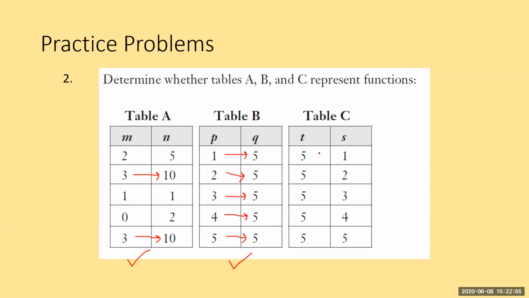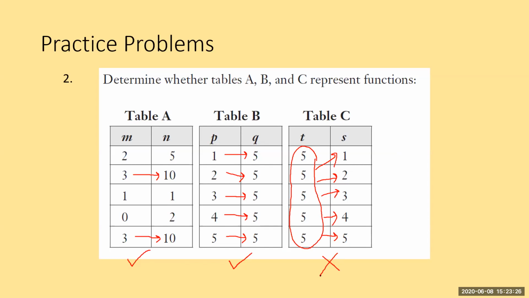All right, and then table C. I look down my list of inputs. Now this is all the same input, right? It's 5 every single time. And now we've got a problem because the input of 5 is going with 5 different outputs. So that means no, this is not a function.